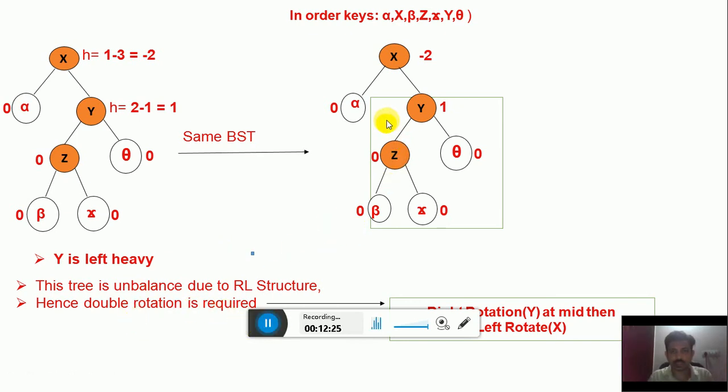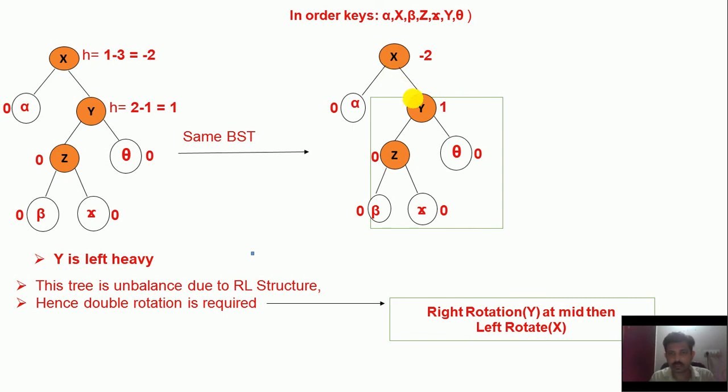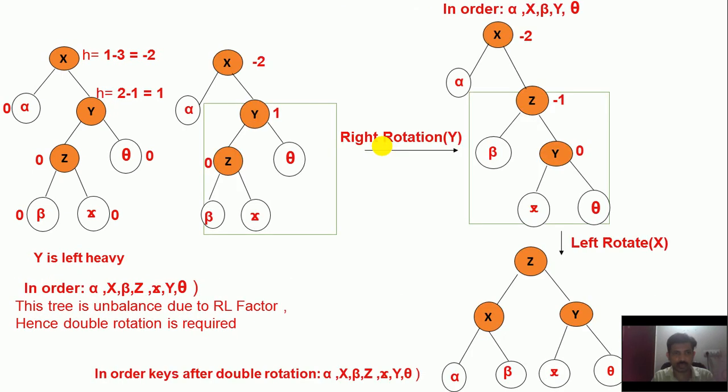So this tree is unbalanced due to the right left structure. Here you can see, we have to perform right rotation and then left rotation. We have to perform right rotation on the mid node, then we will perform left rotation on node x, which contains -2 value. So for a negative value we have to perform left rotation. So this is a right left combination.